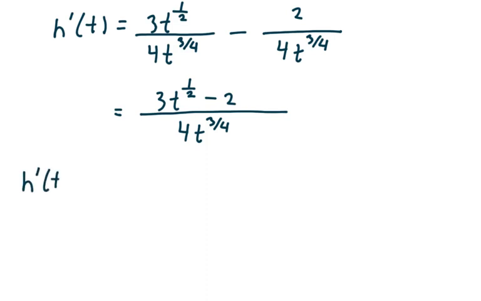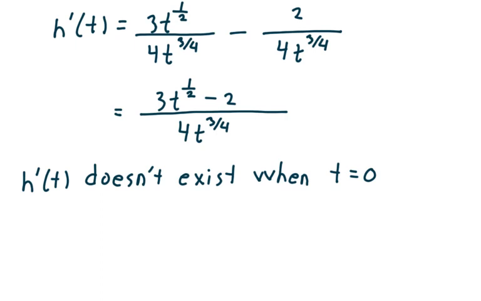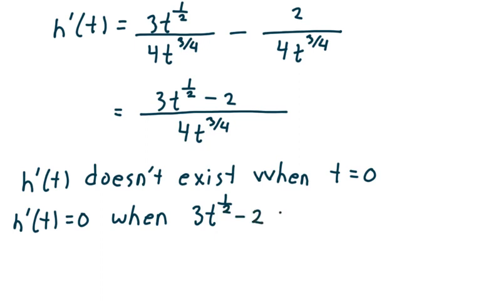Now, h prime of t does not exist when t equals 0. Now, h prime of t equals 0 when the numerator is 0. So in other words, h prime of t equals 0 when 3t to the 1/2 minus 2 equals 0. Now we're going to solve this for t. So 3t to the 1/2 minus 2 equals 0. So t to the 1/2 equals 2/3. So I added 2 to both sides and then divided by 3. So if I square both sides, I get t equals 4/9.